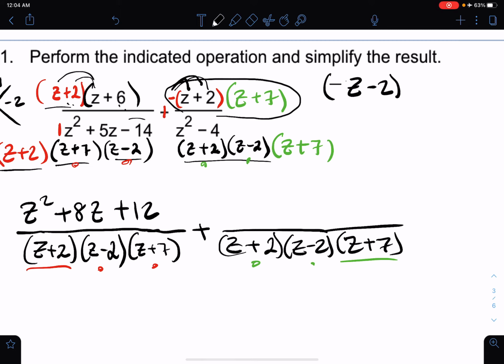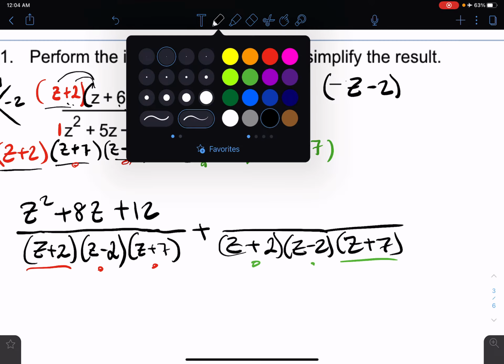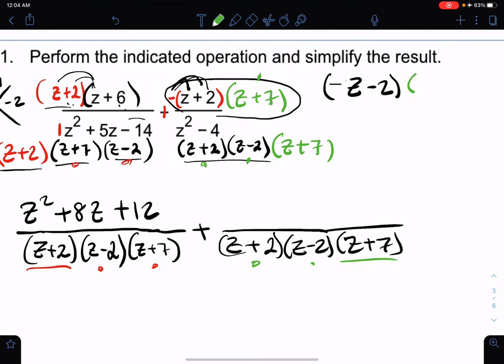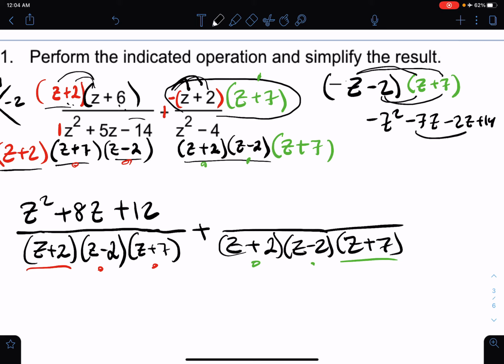Okay, this must be multiplied by this, green, I'll just copy it in green. This guy right here, which was z plus 7. I'm going to go ahead and take my time instead of trying to do it in our head. Negative z times z is negative z squared. Negative z times 7 is minus 7z. Negative 2 times z is negative 2z. And negative 2 times 7 is 14. And we add those like terms and we get a negative z squared. Add these guys up to get minus 9z. And we got plus 14. Was it plus? It's minus 14, darn it. Negative 2 times 7 is negative 14.